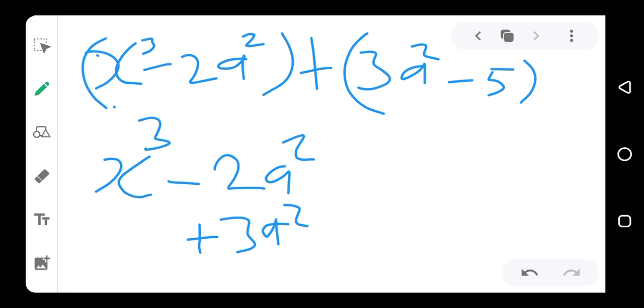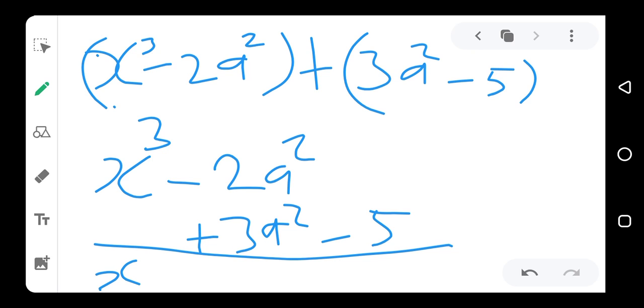Now we have 5. This is minus 5. There is no other constant. So we draw our line. This is x raised to power 3. We just bring it down since there's nothing we are adding to it.